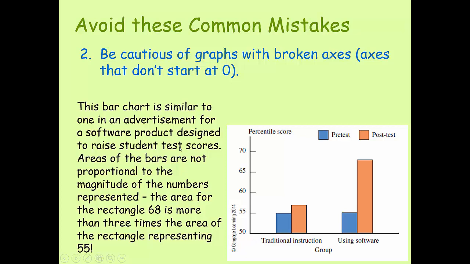So as you can see here, this bar chart is similar to one in an advertisement for a software product designed to raise students' test scores. Traditional instruction versus using software. The areas of the bar are not proportional to the magnitude of the number represented. In other words, the area for the rectangle 68 is more than 3 times the area for 55. It looks like a dramatic jump here, but it's really not, going from 55 to 68.